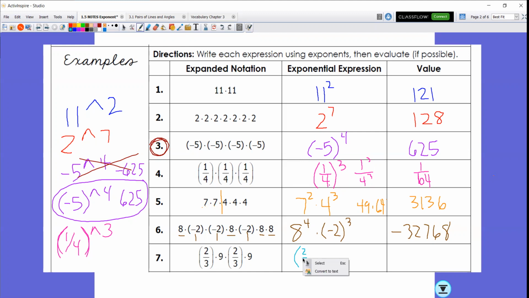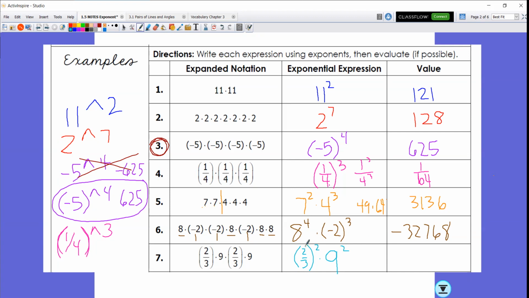So 2/3 to the 2nd power times 9 to the 2nd power, because I have 2 of those as well. All right, so this is going to be a crazy number, or maybe not so crazy. Let's see how this goes.